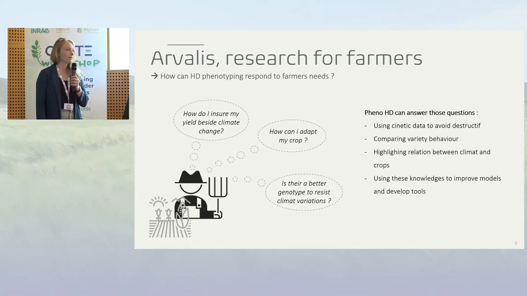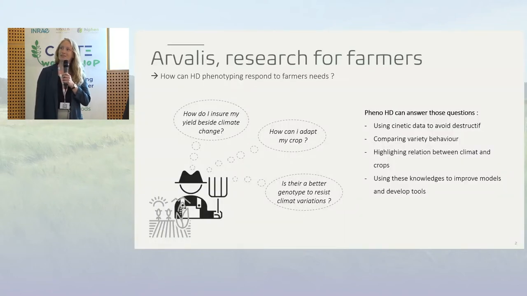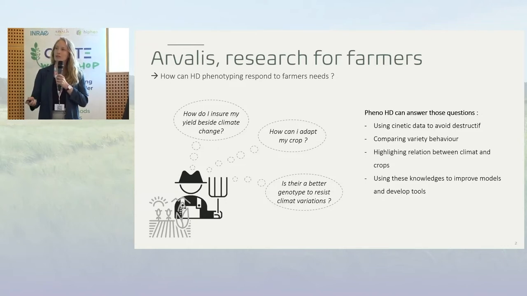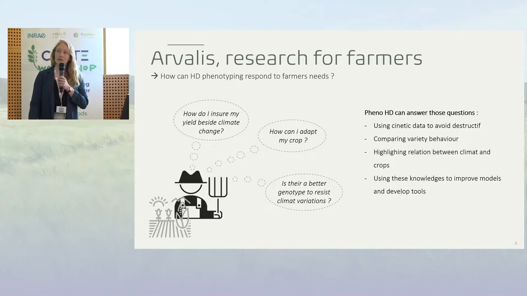So we think that because of the use of HD phenotyping, we are able to have kinetic data, avoid destructive measurements, and then have further responses. We also think that we can compare genotype behavior, of course, as we have seen before. PhenoHD can also help us to highlight relations between climate and crops that we don't already know. And of course, we want to use this knowledge to improve our models and develop tools that can help the farmers.